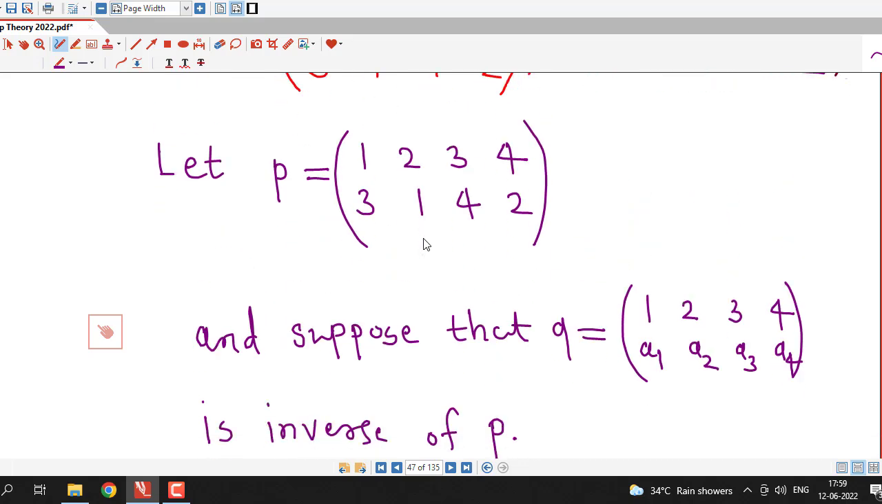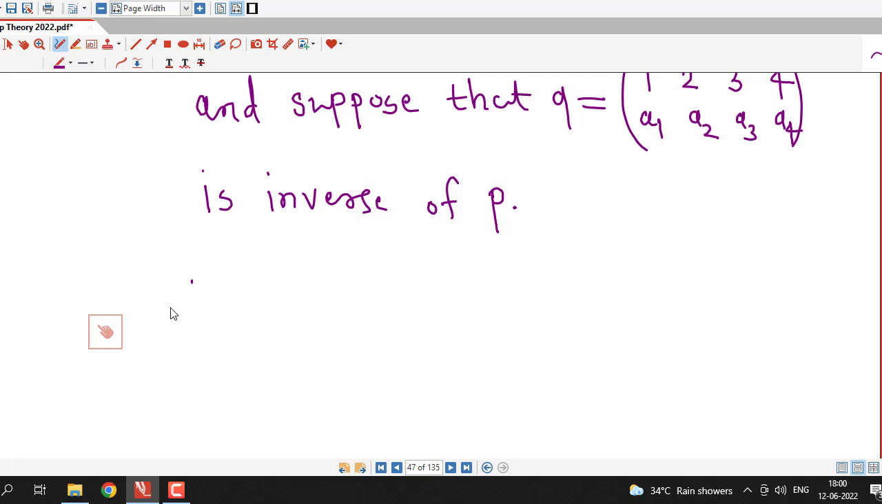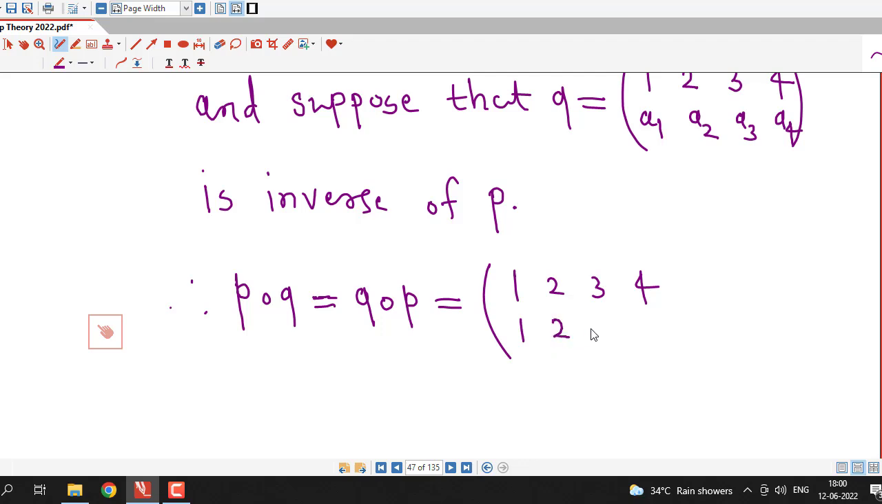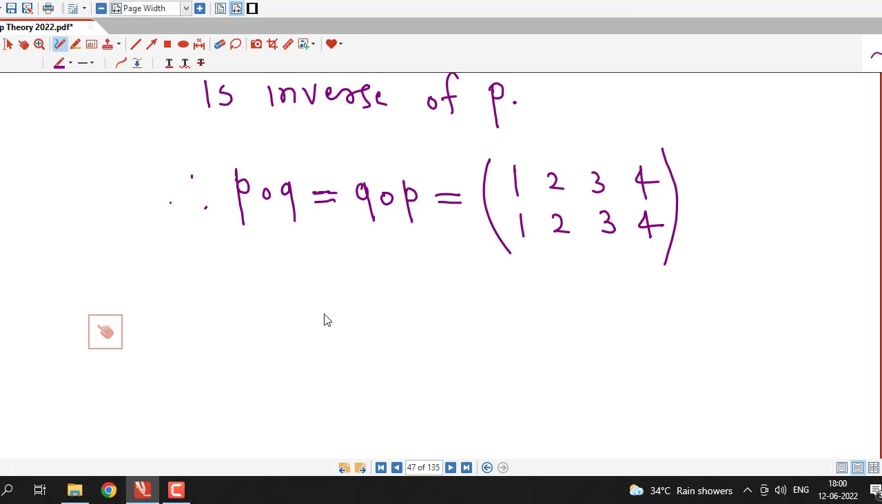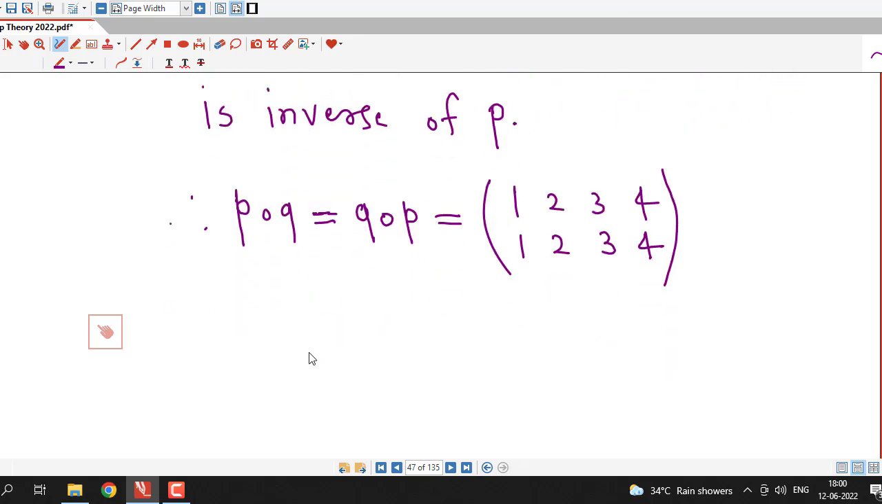Okay, fine. So now because q is inverse of p, we know that their composition must be identity permutation. So therefore composition of p and q either from left or right must be equal to identity permutation. Identity permutation, we know that image of 1 is 1, image of 2 is 2, image of 3 is 3, image of 4 is 4. So if p and q are inverses of each other, their composition must be equal to identity permutation. So now we can use this fact.